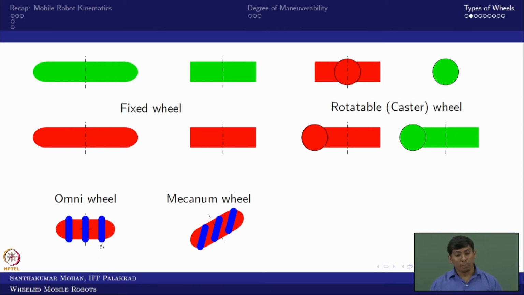This is the representation I would be using hereafter in my lecture. So this is the omni wheel, and where the roller is inclined towards the plane or towards the wheel hub axis, that is what you call the Mecanum wheel.